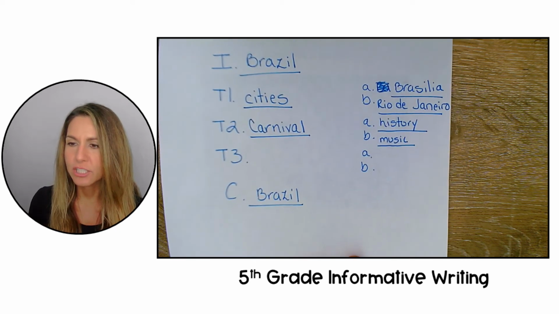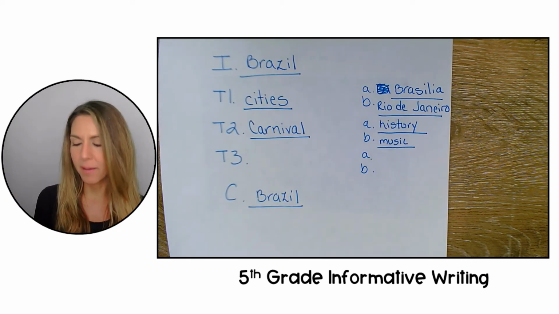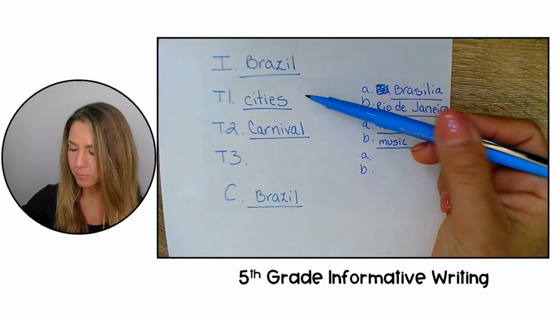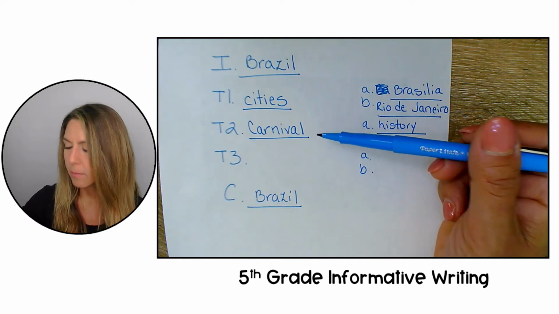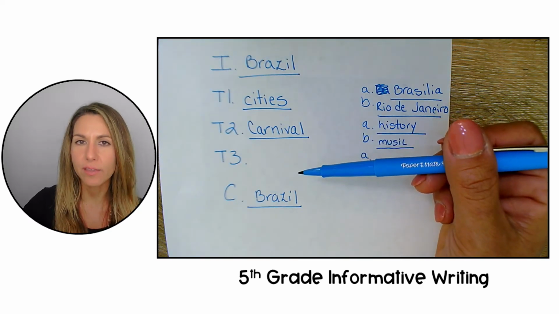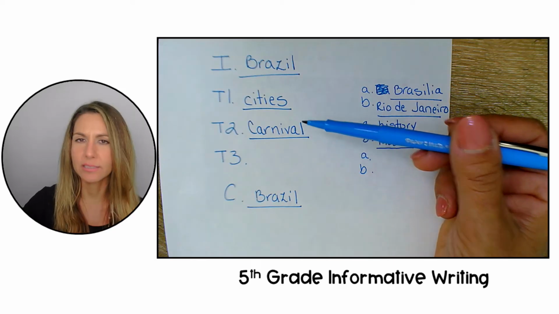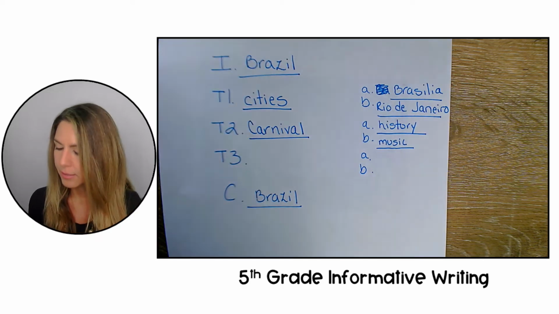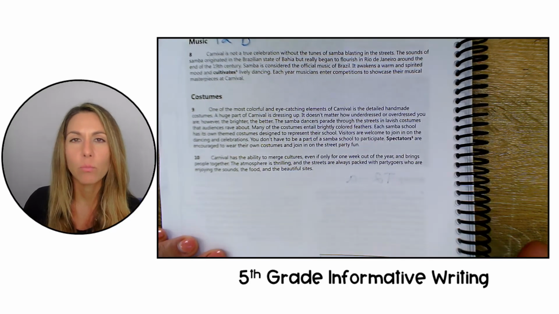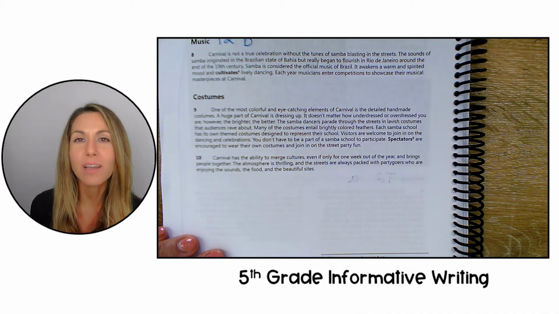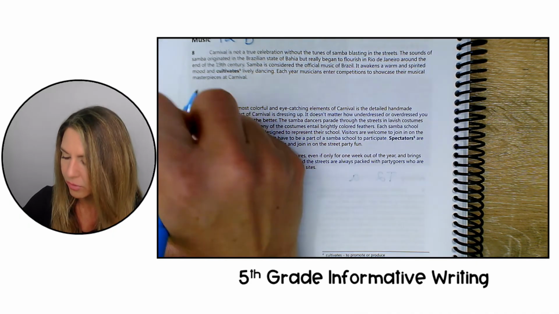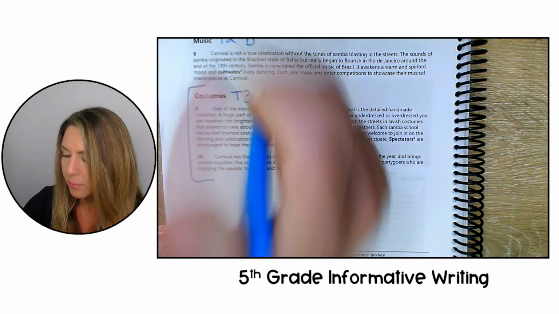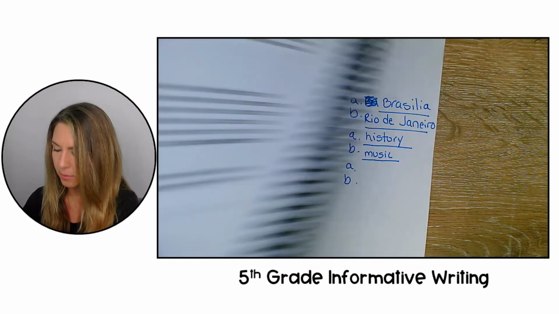Okay, one more decision to make. I need one more topic to write about when it comes to Brazil. So I'm going to inform my reader about the cities. I'll inform my reader about Carnival. Now I need to inform my reader about one more thing that has nothing to do with cities or Carnival. I remember reading one more part in the passage set, one more type of information, one more topic, and that is costumes. There's a lot of information on the costumes that are worn in Brazil. So I'm going to make costumes my T3 topic.